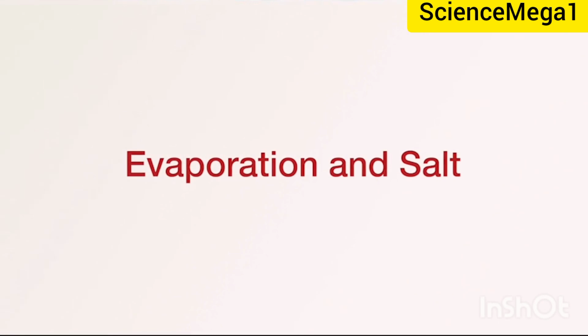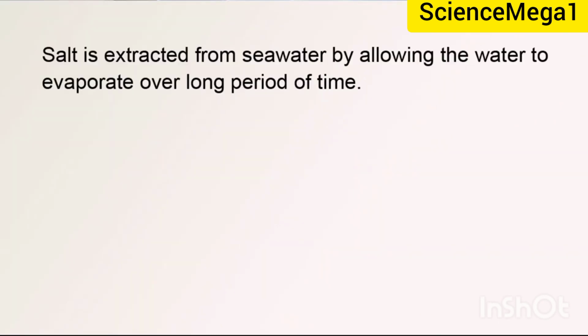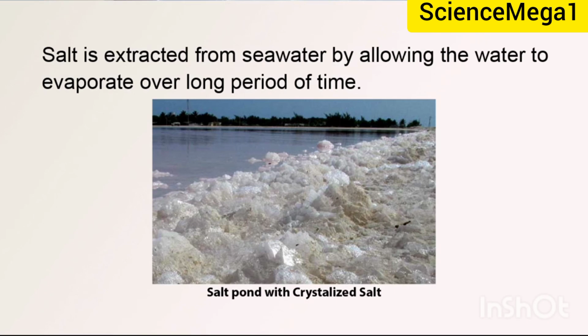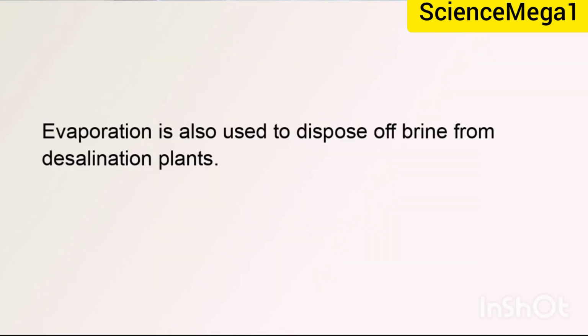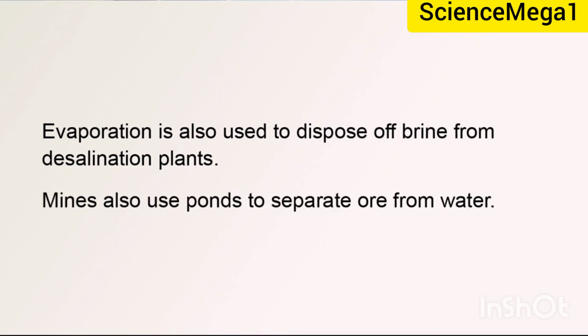Let's also take a look at evaporation and salt. Salt is extracted from seawater by allowing the water to evaporate over a long period of time. Evaporation is also used to dispose of brine from desalination plants. And you know what brine is? Salt solution. Mines also use ponds to separate ore from water.